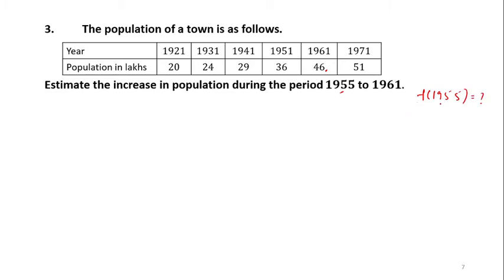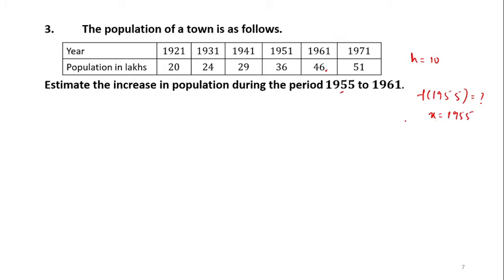So here x is 1955, and in this table the value of h is 10, because if we add 10 to 1921 we get 1931. 1931 plus 10 is 1941. 1941 plus 10 is 1951. 1951 plus 10 is 1961, and 1961 plus 10 is 1971. That is, the interval of difference, or step length, is 10. Therefore, h is equal to 10 here.